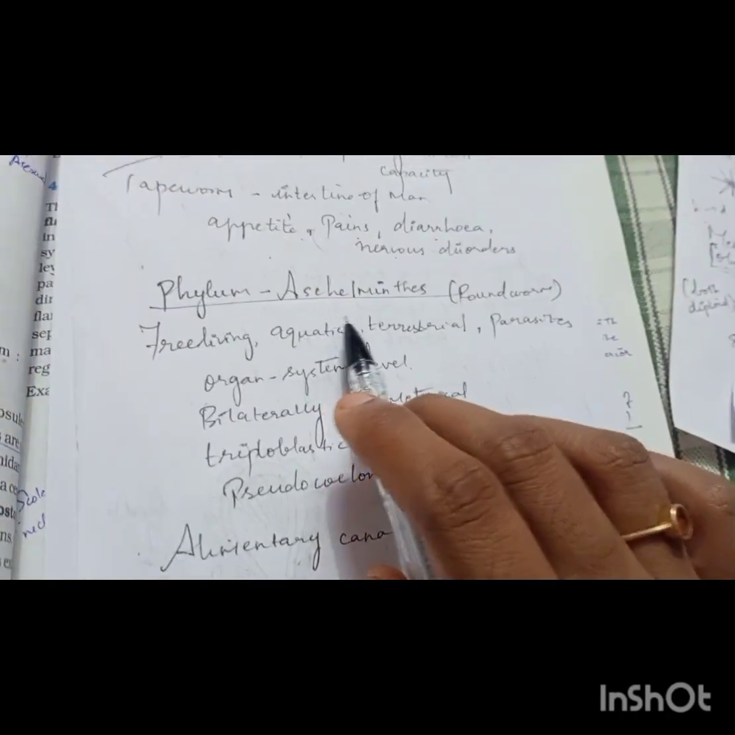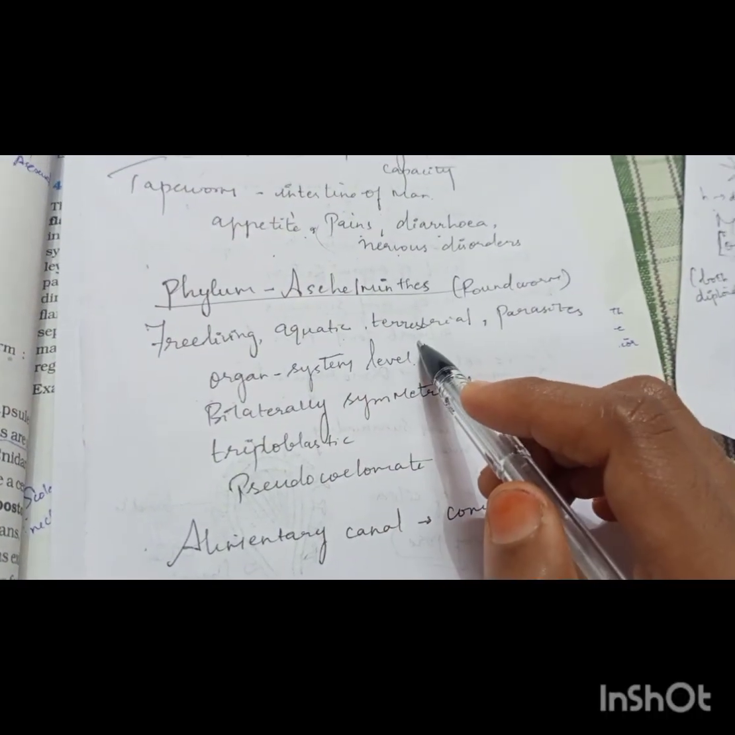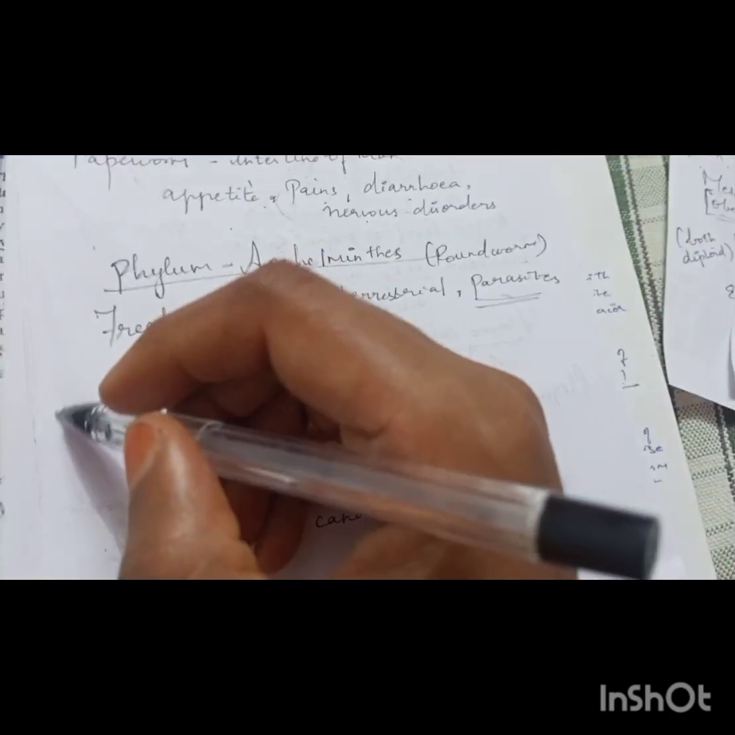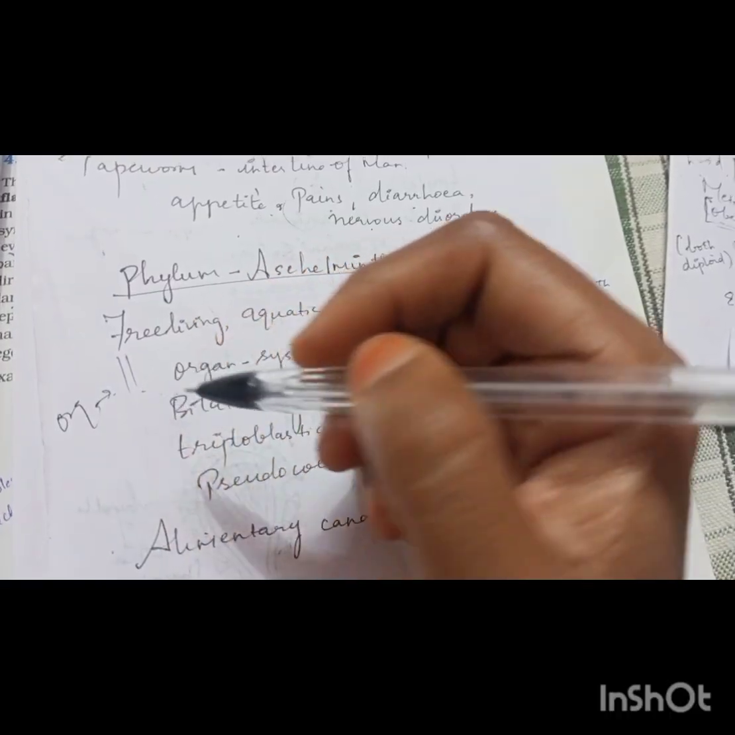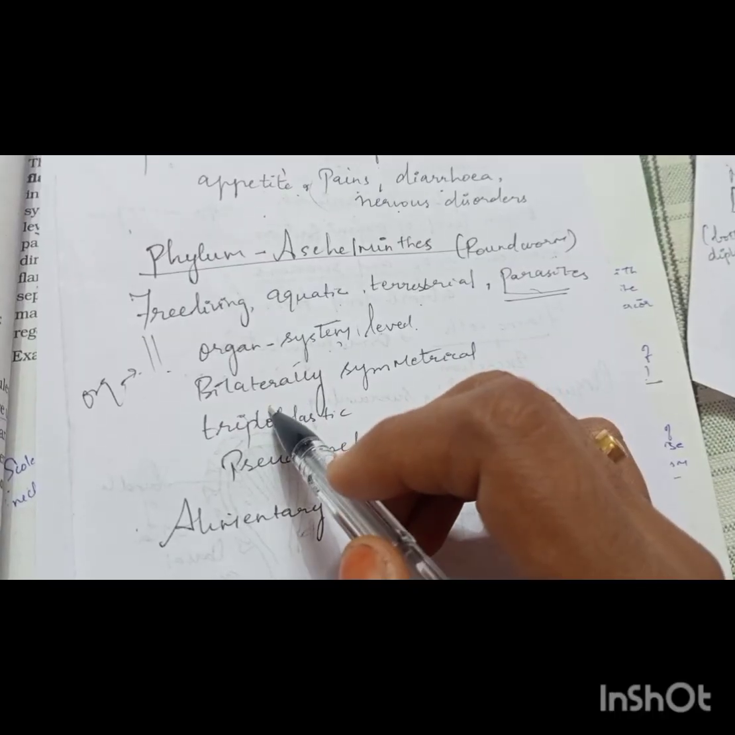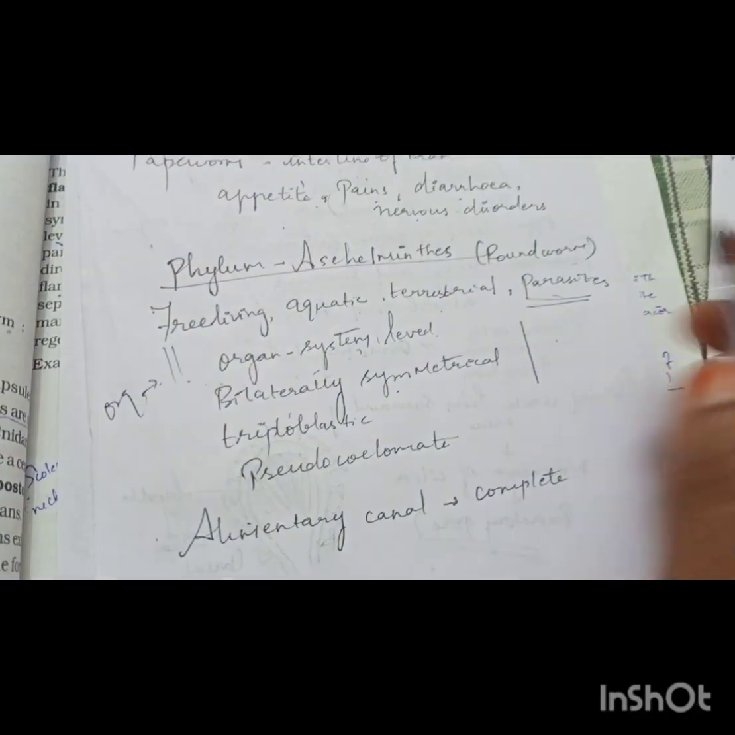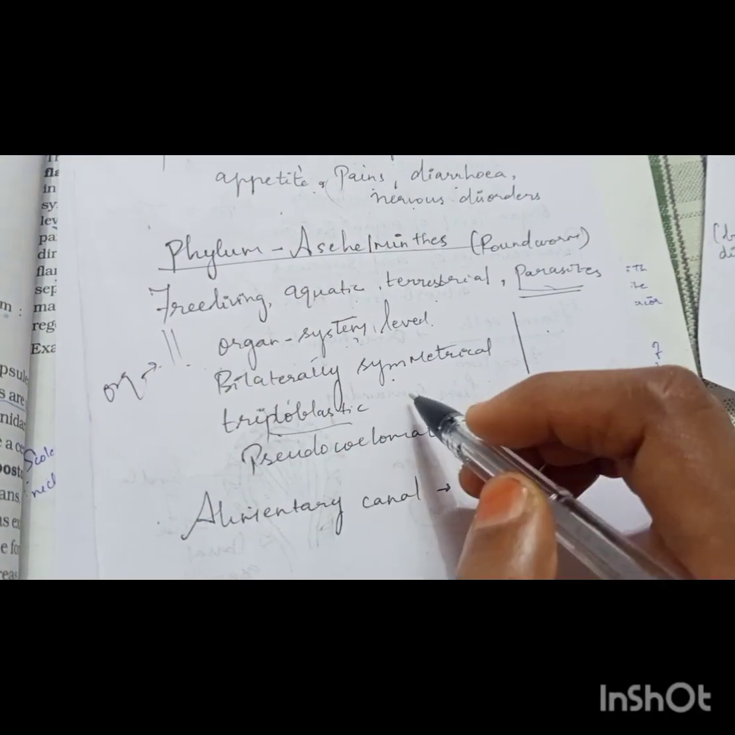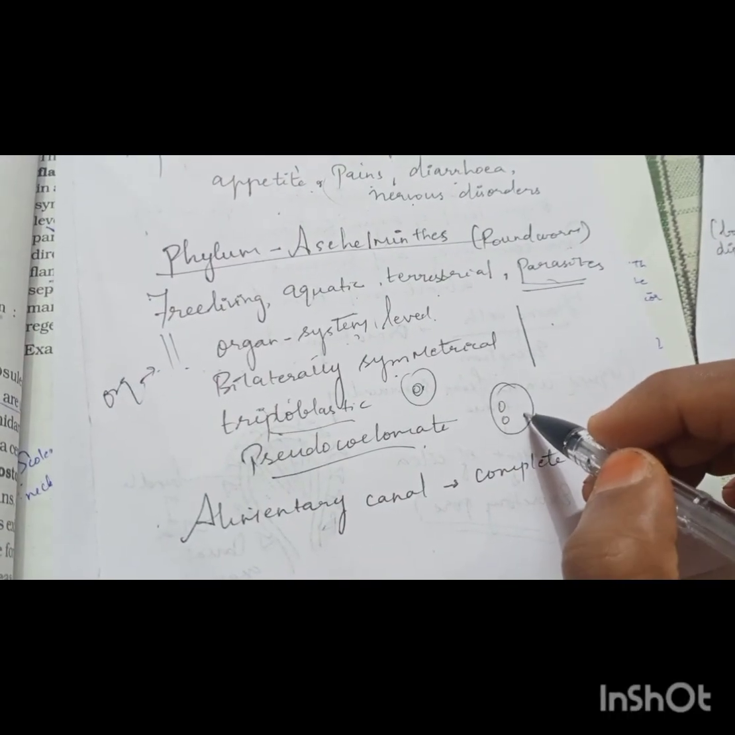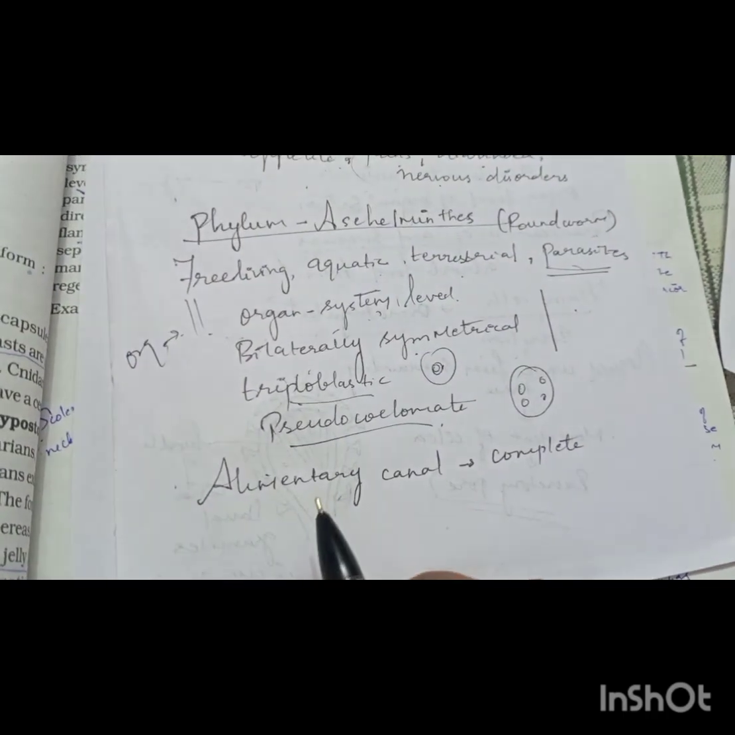So the next phylum is phylum Aschelminthes. It includes all the roundworms. These are free living, aquatic, also terrestrial, and they are also parasites. Here the organ system level will be there. So various organs will be grouped to form systems, like the digestive system, nervous system, like that. The body is bilaterally symmetrical. One plane, two halves. Any other plane, no equal halves. Triploblastic: ectoderm, endoderm, mesoderm will be there. Pseudocoelomate, that is, the mesoderm will be seen as patches in the cavity or the coelom.